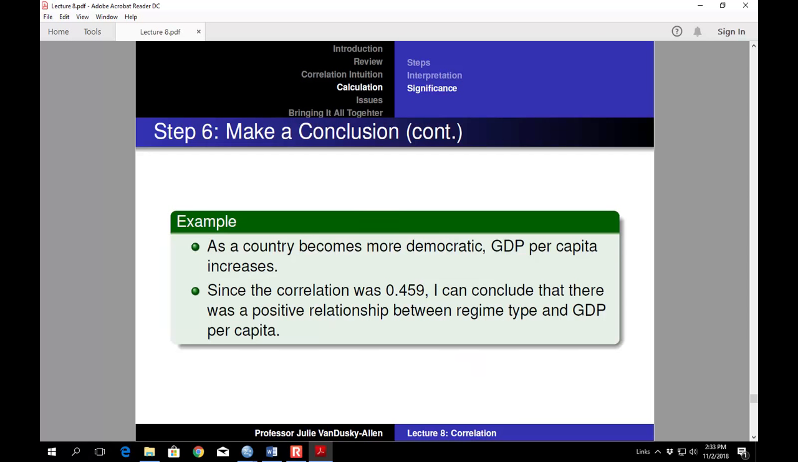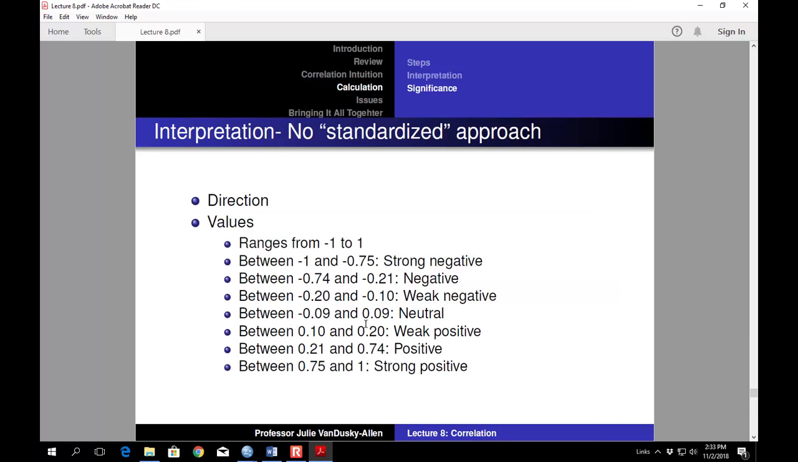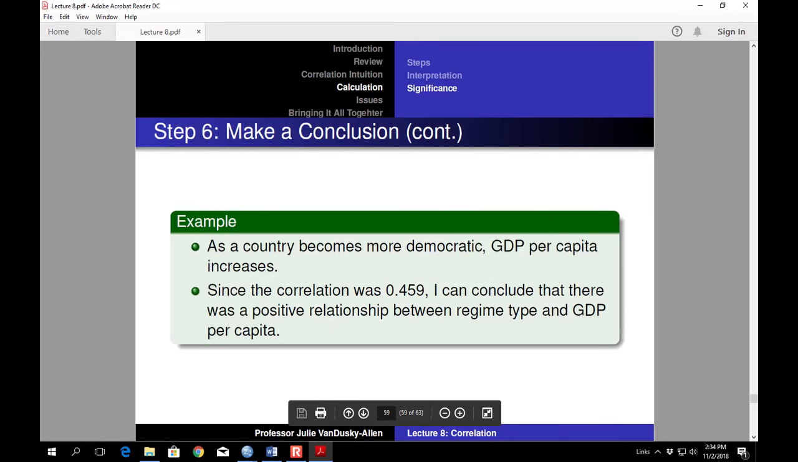Applying this to our example, we have, as a country becomes more democratic, GDP per capita increases. Since the correlation was 0.459, I can conclude that there is a positive relationship between regime type and GDP per capita. This means that as a country becomes more democratic, GDP per capita often increases.